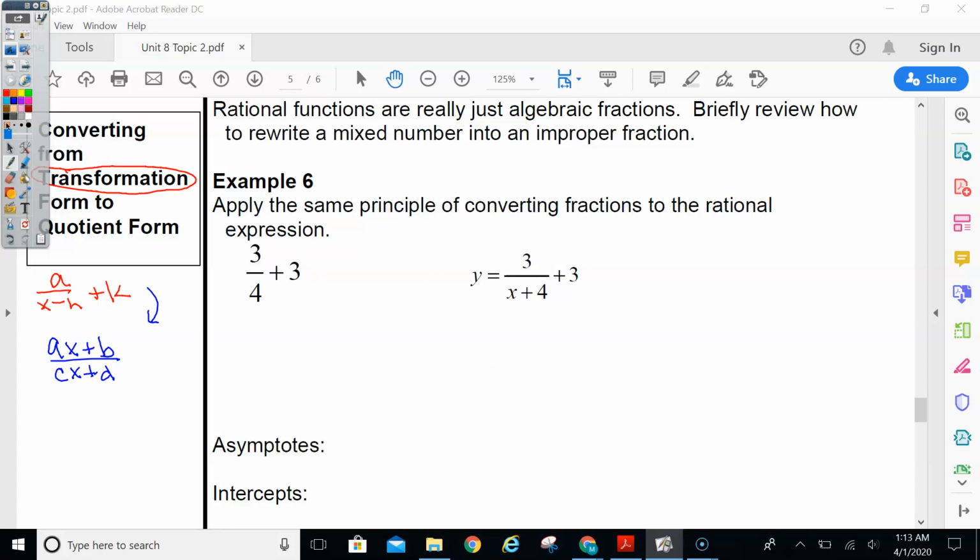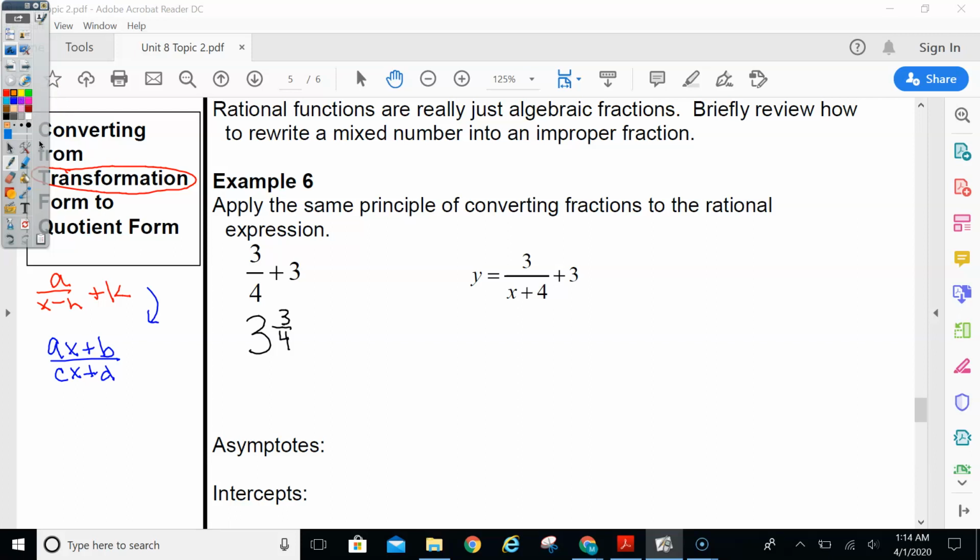Okay, so back in elementary school, if I wanted to add the fraction and the whole number, we write it as 3 and 3/4. So this would be your mixed number form. That's essentially what this form is right here. So think about how to convert this to an improper fraction.